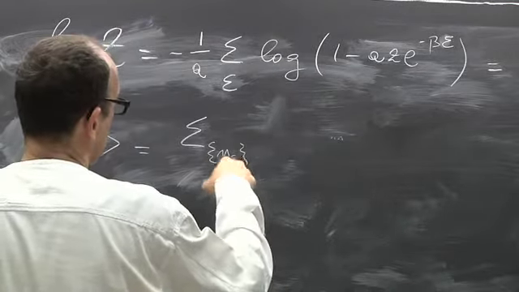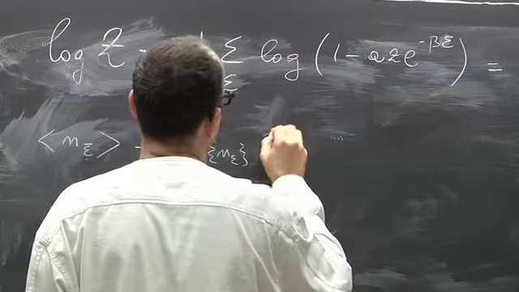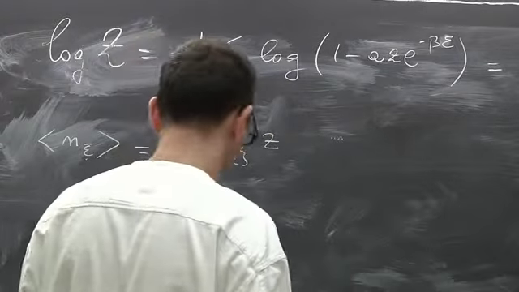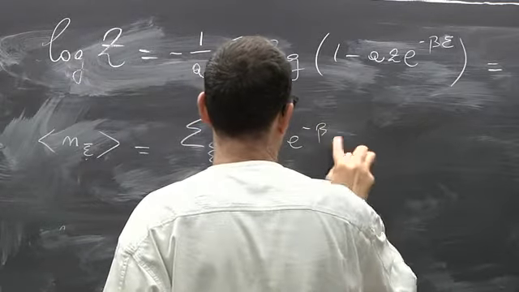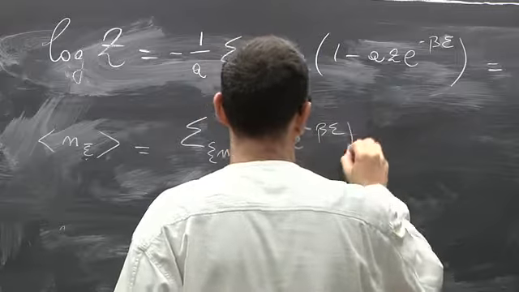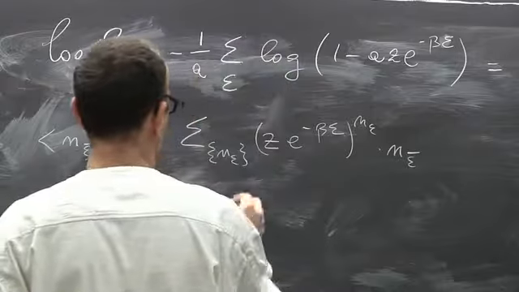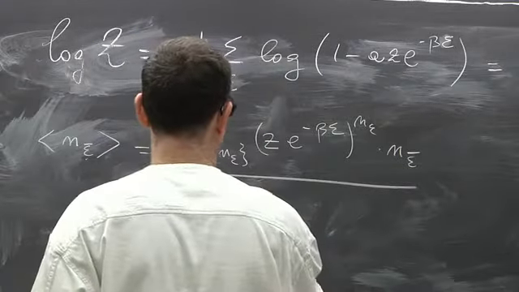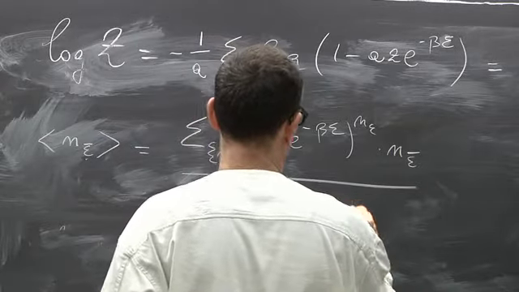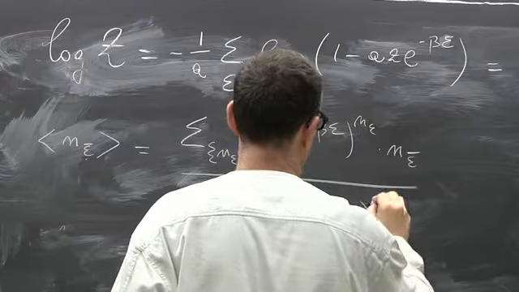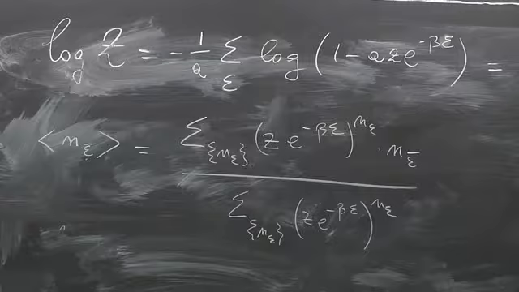You should sum over all the possible occupation numbers of the statistical weight, which is z e to the minus beta epsilon to the n epsilon, times n epsilon bar, and then divide this by the sum over all the possible occupation numbers of z e to the minus beta epsilon to the n epsilon. Right? So this is what you have to do.